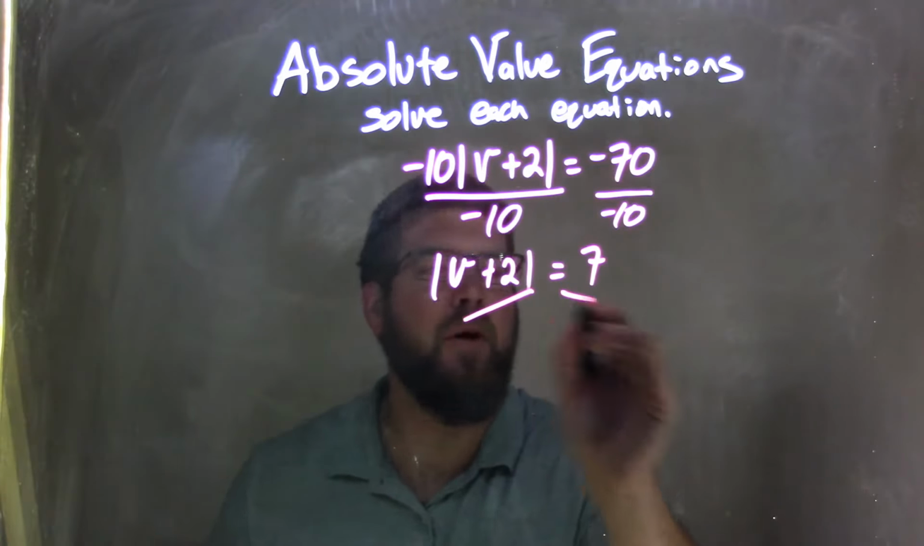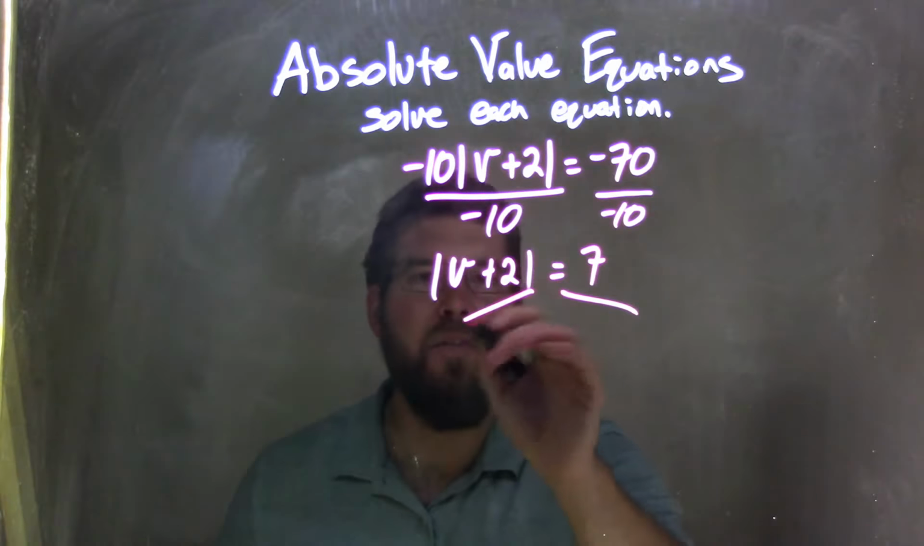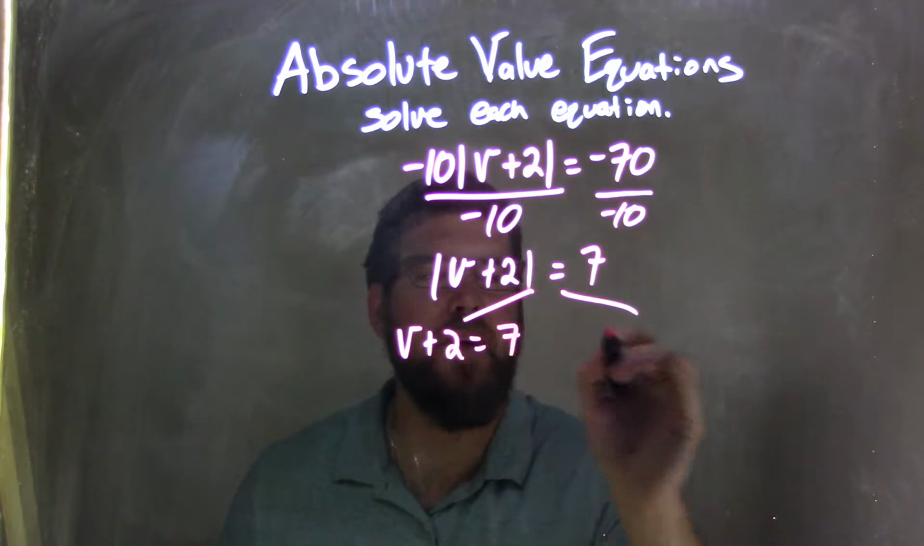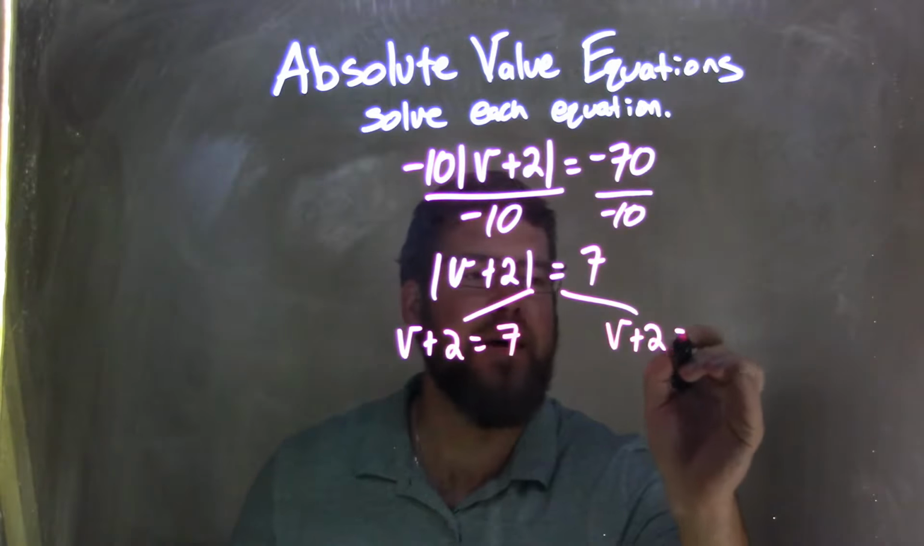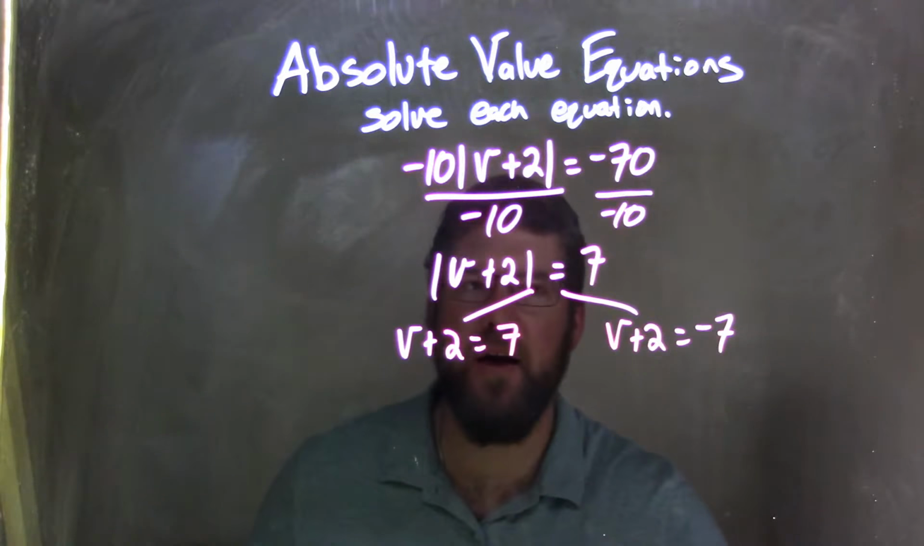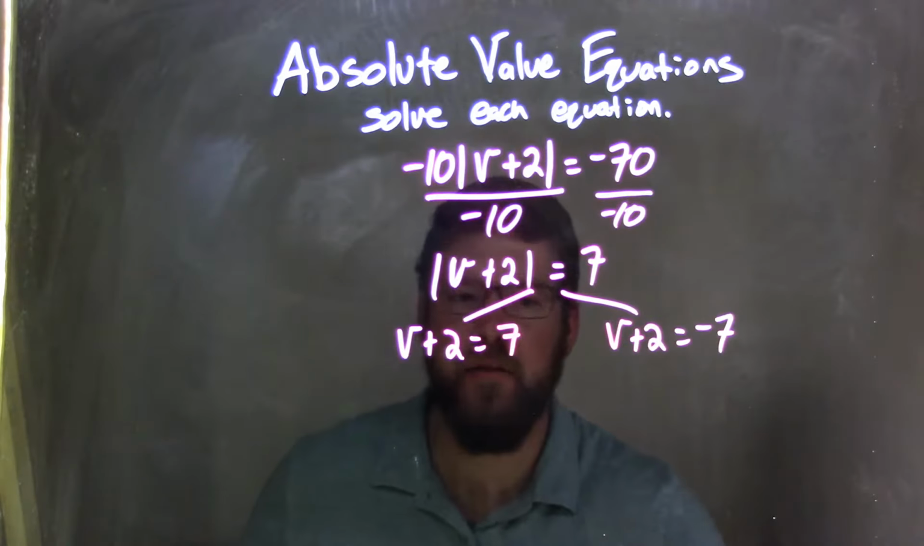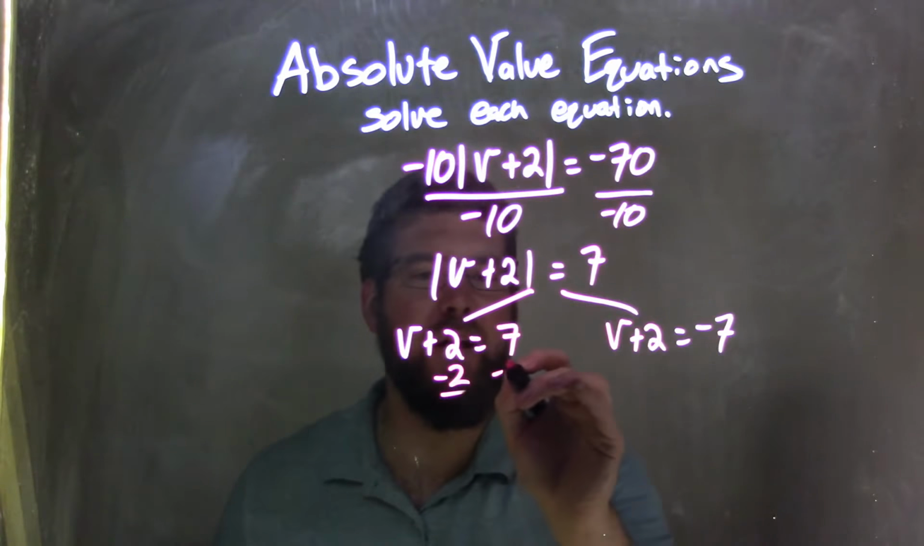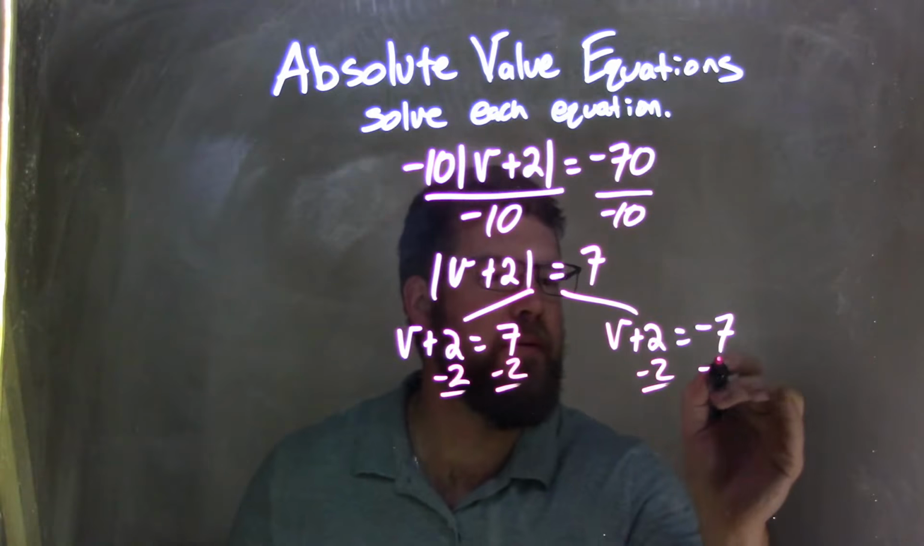I can break this apart into two equations, because the absolute value is isolated, so v plus 2 equals a positive 7, and v plus 2 equals a negative 7. Okay? We break it apart into a positive and a negative. Now we solve both equations individually. I subtract 2 from both sides, and I can do that to both equations here.